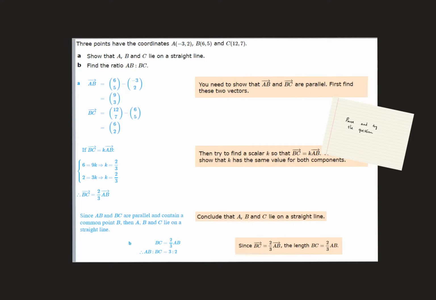And then what they've done is they've used that ratio, that fraction, in order to actually write it in ratio form, which was part B of the question.